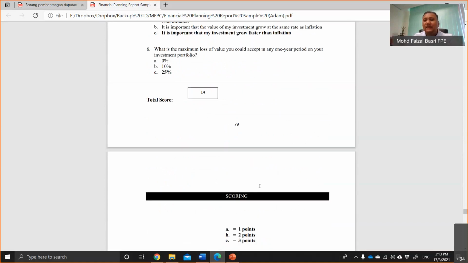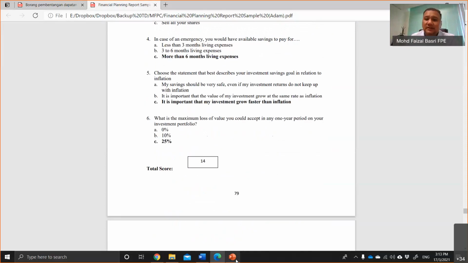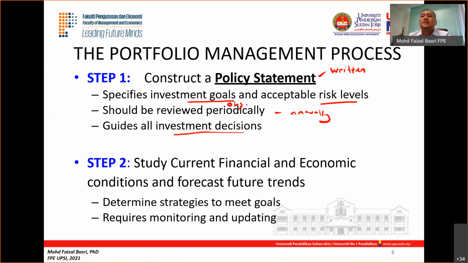So, meaning you can spread it. Some in low risk, maybe a bit in high risk, but the majority will be in the middle types of risk in investment. Okay, so this is how we gauge the risk level. So that's your first step to construct a policy statement. They will have the details in a while, so go through the steps first. Next, number two is to study the current financial economic conditions and forecast future trends.